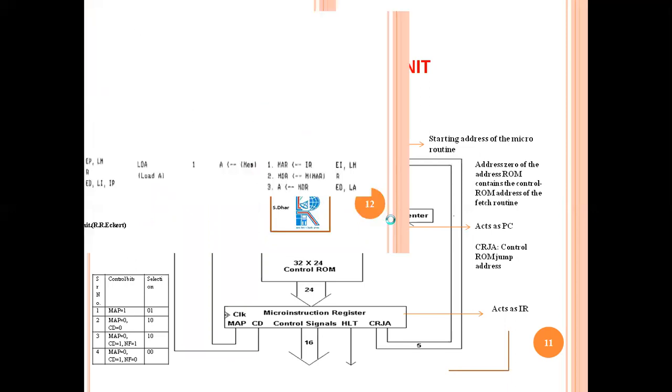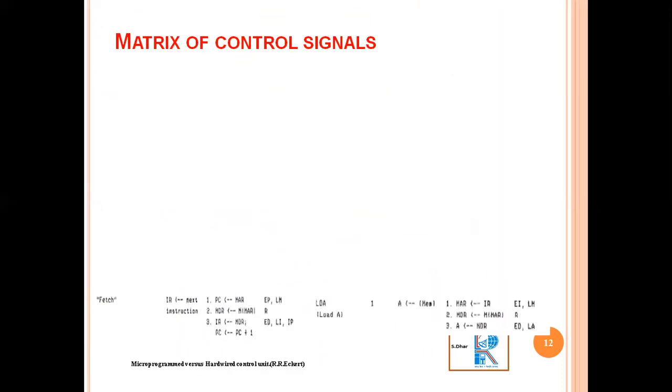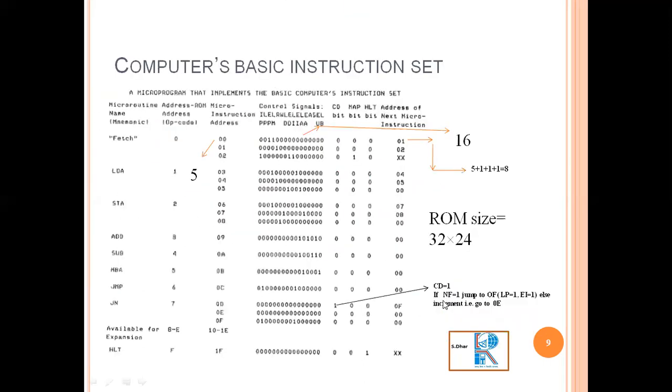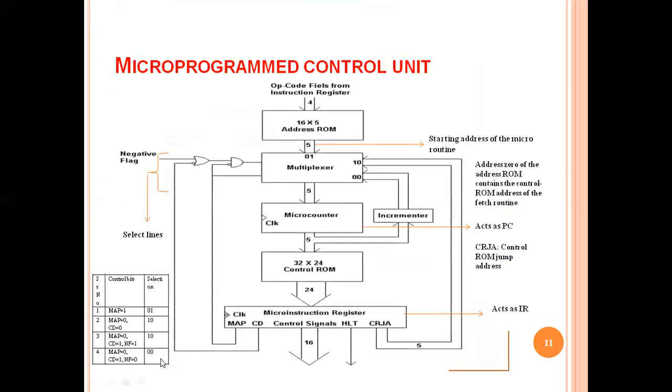Clear? See again, if I go here, if NM is equal to 1, it has to go to the OF, whatever is written here, and if not, it will increment. Okay, it has to increment. So 0 0 means the increment.